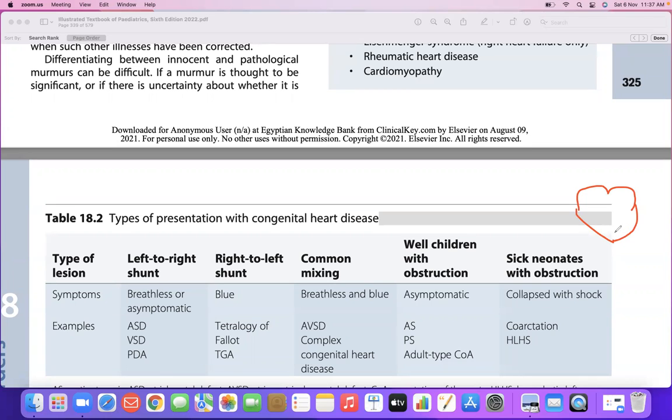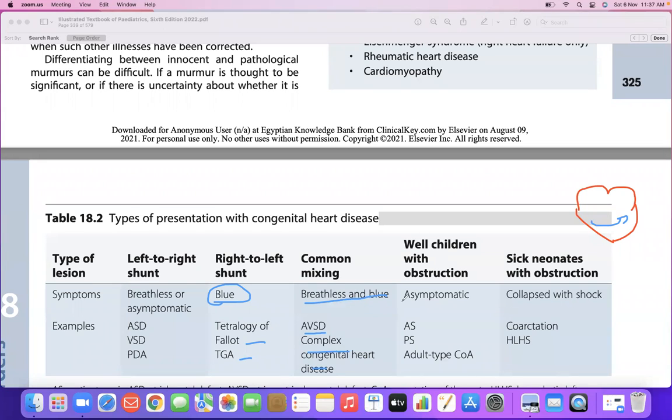Again, as I told you before, with right to left shunts the child will present with blue. So here, Tetralogy of Fallot and transposition of great arteries: usually the child will be cyanosed. In common mixing, where there is both mixing, breathless and blue, that is AVSD and complex congenital heart diseases, where there can be mixing of both the oxygenated and deoxygenated blood.